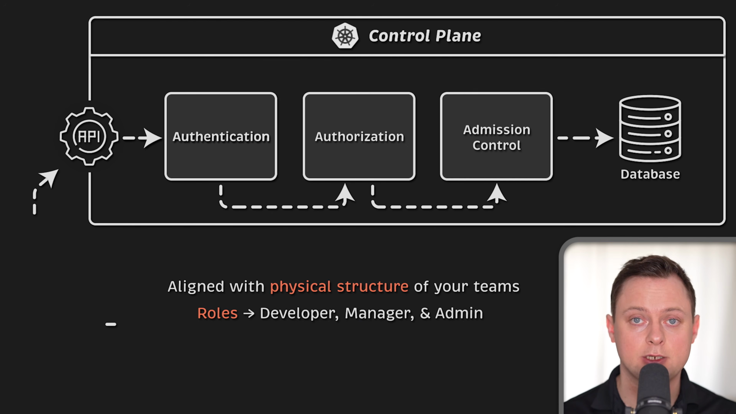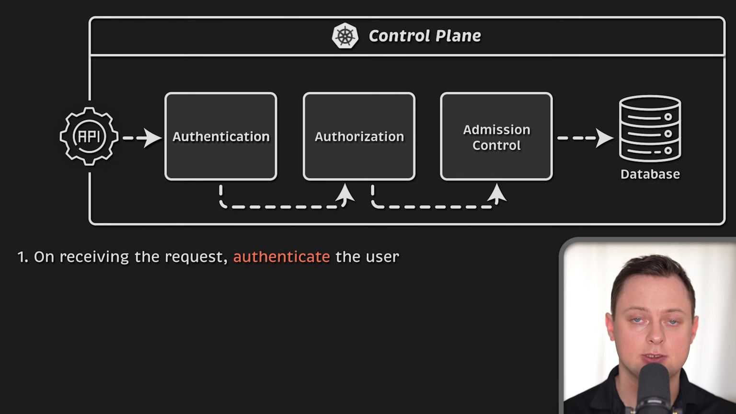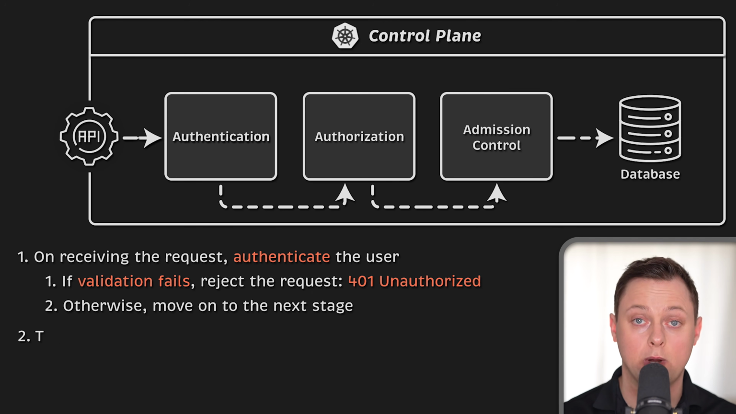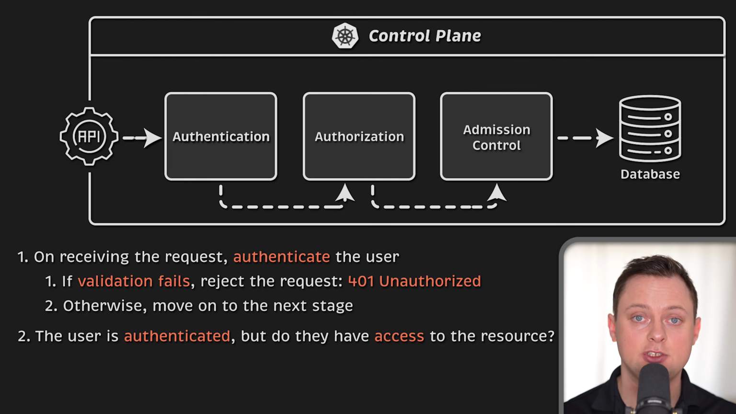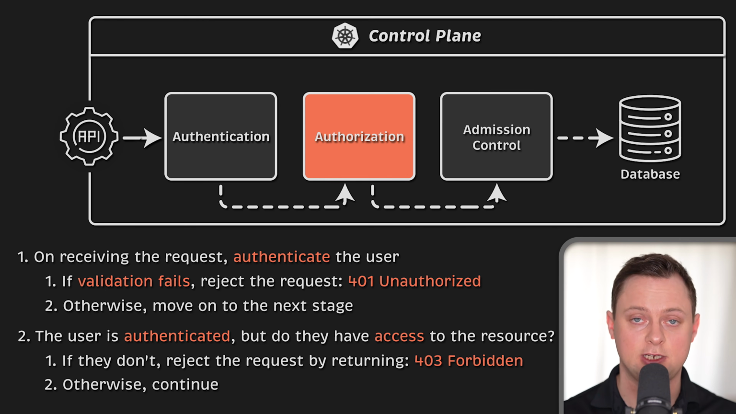Now, in more practical terms, the API server follows these steps. When it receives the request, it authenticates the user. If the validation fails, it will reject the request and return 401 unauthorized error. Otherwise, it moves to the next step. When the user is authenticated, it checks if they have access to the resource. If they don't, it will reject the request and return 403 forbidden error. Otherwise, it will continue executing the request. In this video, we'll focus on the authorization part.